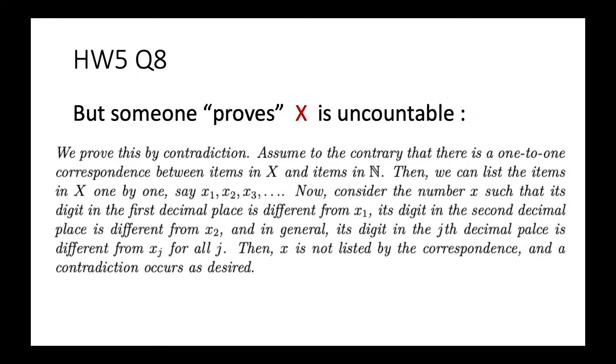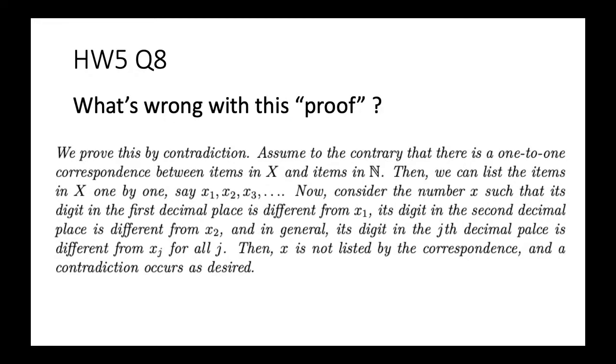So this proof must be wrong. So what's wrong with this proof? Again, if you have not worked on this problem already, please spend some time and see if you can discover the mistake. In order to show that this is a wrong proof, it is not like you are giving a proof that X is countable. So it doesn't help to pick out the mistake in the proof.